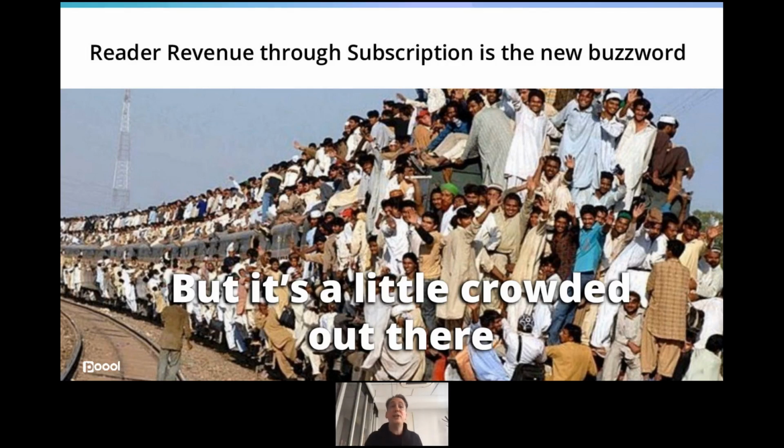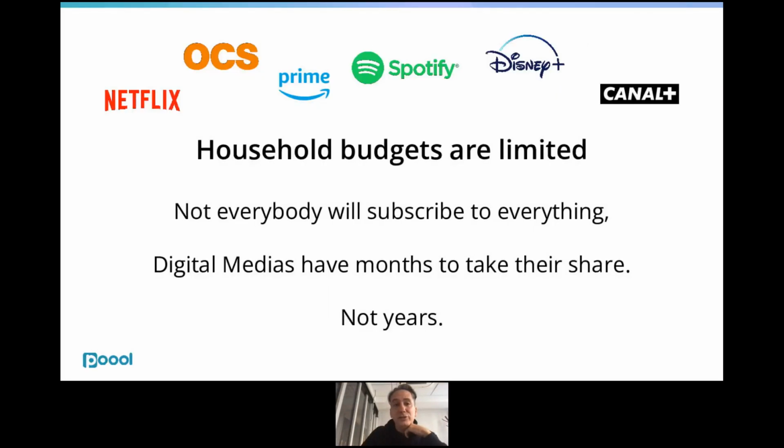Everyone's turning to reader revenue. Everyone. So that's kind of a big buzzword for the last 2 years. And yes, it's a little crowded out there. You've got the legacy publications that have been doing that for the last few years, and now they're trying to optimize their conversion rate. But you got a lot of new players launching a subscription. But if you think about it, it's not just publishers, it's media and content more broadly. And we've all seen that with COVID-19.